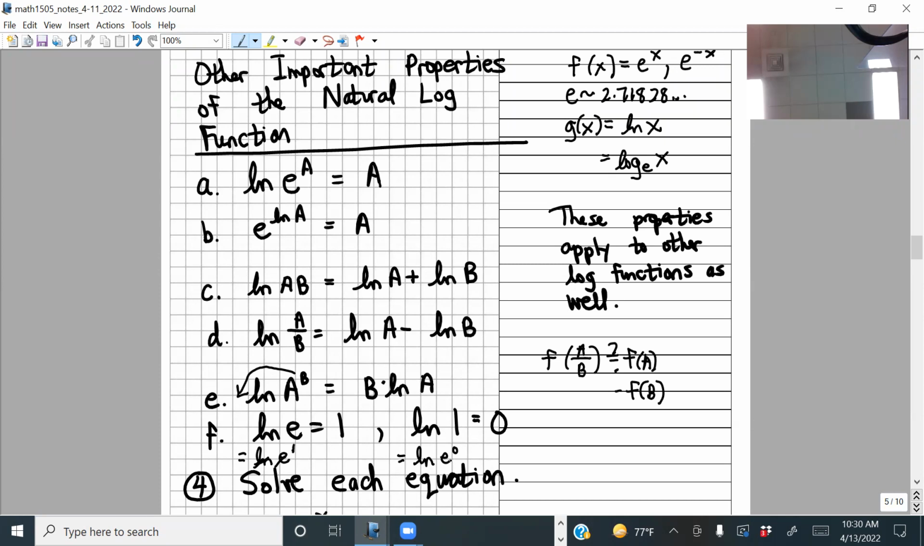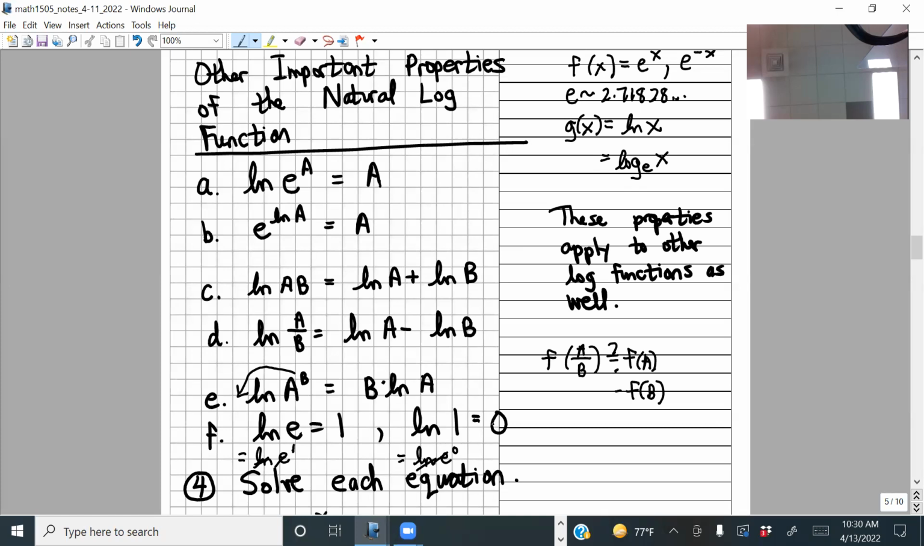So natural log of 1 is really the same as natural log of e to the 0. And these cancel each other again, right? Because they're inverses of one another. So what do you end up with there? Just 0, all right? So there's another value that you should just memorize. Natural log of 1 is 0.